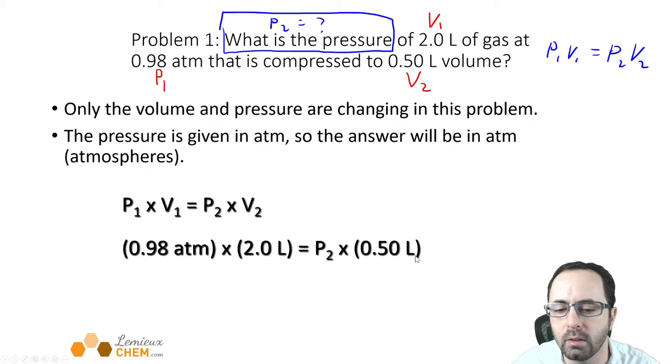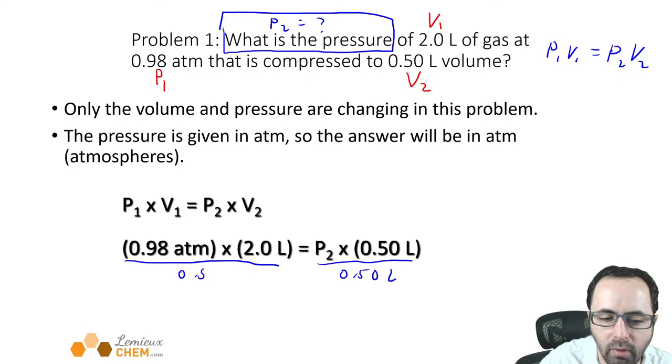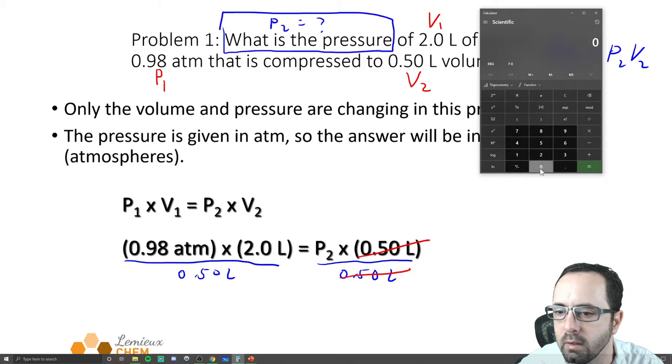Now, we want to isolate P2. So what we're going to do is divide each side by 0.50 liters. I'm going to divide this side by 0.50 liters, and I'm going to divide this side by 0.50 liters. And so then these will cancel, and I'll have just P2, and now I just have to calculate this. So let's get out the calculator: 0.98 times 2.0, and then divide by 0.5, and that gives us 3.92.